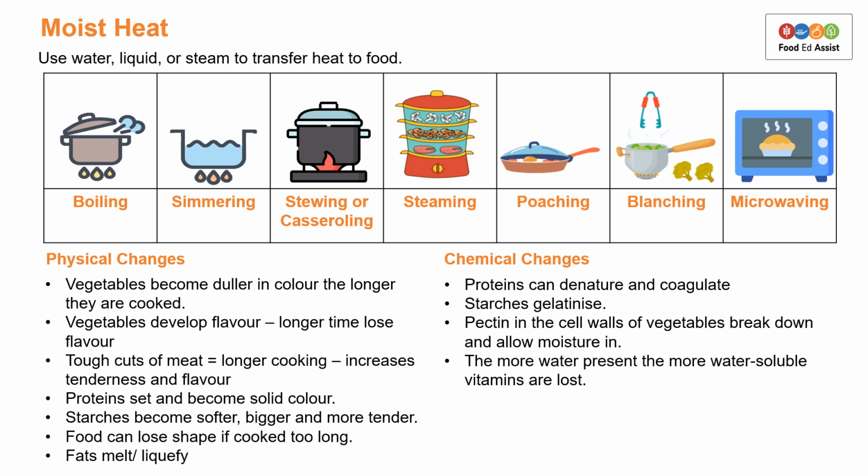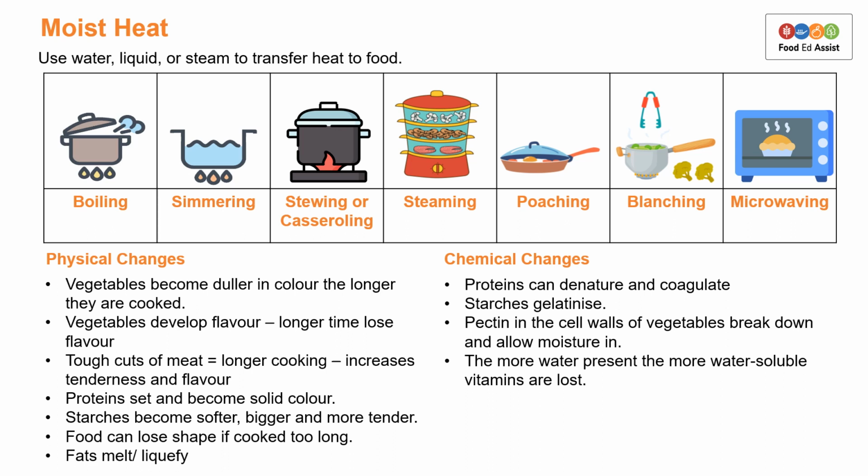Tough cuts of meat require longer cooking in moist heat methods, and this increases the tenderness and the flavour of the meat. Proteins set and become a solid colour. We know this is coagulation. Starches become softer, bigger, and more tender. They're the physical changes of gelatinization. Food can also lose its shape if it's cooked too long in moist heat, and fat melts and liquefies.